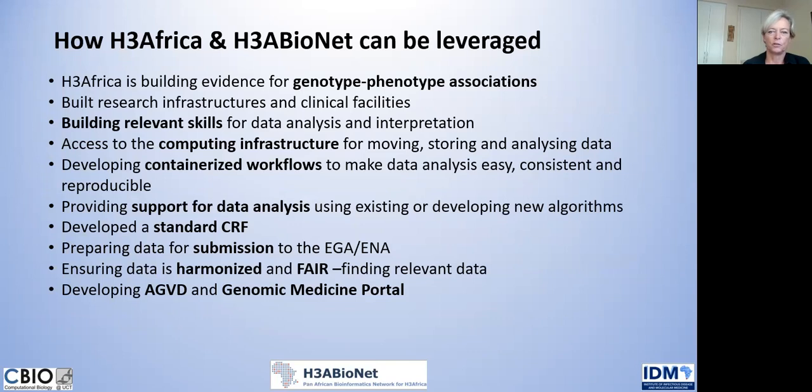So H3Africa and H3A have done quite a lot in this space, and a lot of their work can be leveraged. So H3Africa, for example, is building evidence for genotype-phenotype associations across multiple different diseases. Together, H3A and H3Africa have built enormous research infrastructure and clinical facilities through these projects, because they've had to collect cohorts and have the infrastructure to do the research. There's a huge training program across the consortium to build relevant skills for data analysis and interpretation. So H3A has trained over 4,000 unique individuals across Africa in the last few years in various aspects of data analysis and interpretation.